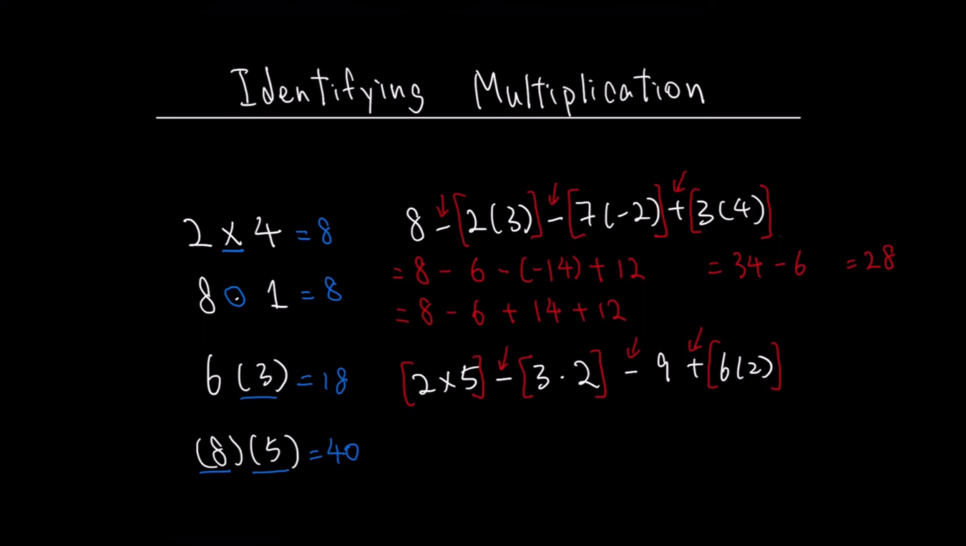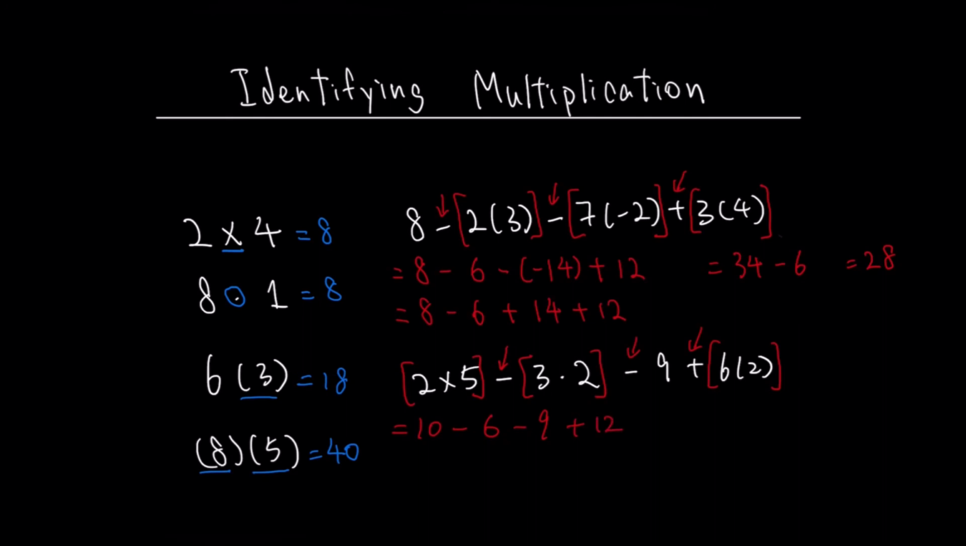Now if we do our multiplication first, leaving our addition and subtraction signs in between, 2 times 5 gives us 10. We'll keep our subtraction sign. 3 times 2 gives us 6. Keep our subtraction. 9, keep our addition. And then 6 times 2 is 12.